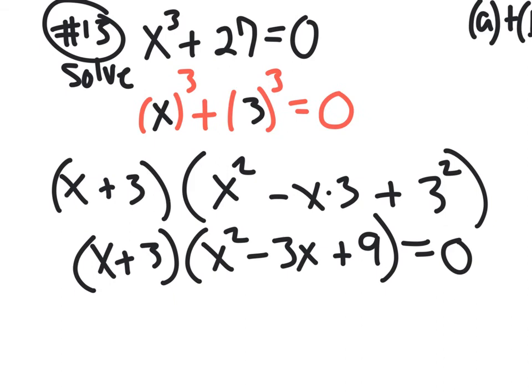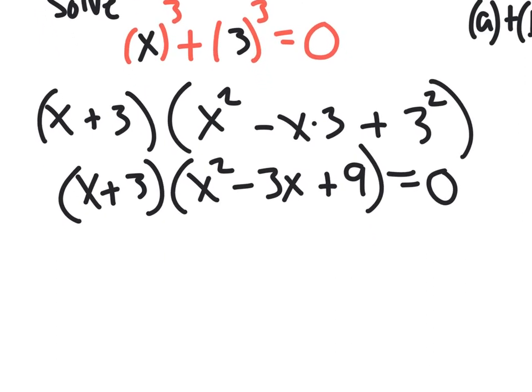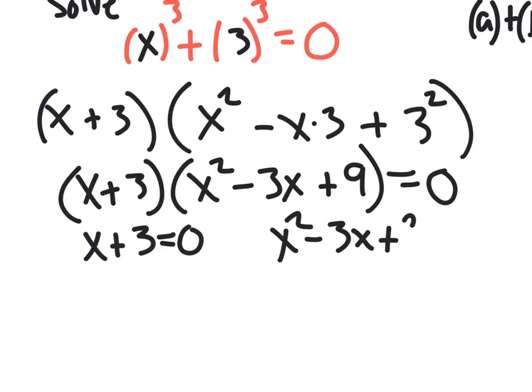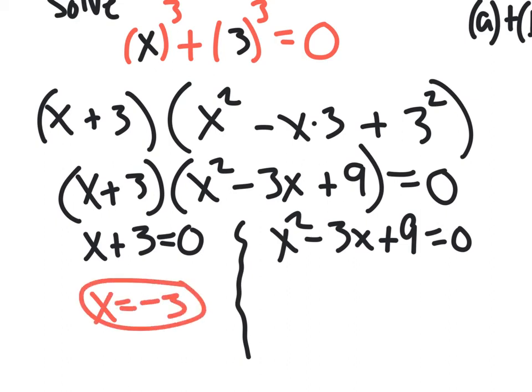So let me just scroll this up a little. And we're going to have x plus 3 equaling 0. And we're also going to have x squared minus 3x plus 9 equaling 0. So I want to put a little line to separate my work here. It's obvious that x is going to equal negative 3. And that's one answer to the original cubic equation. Now we need more answers.